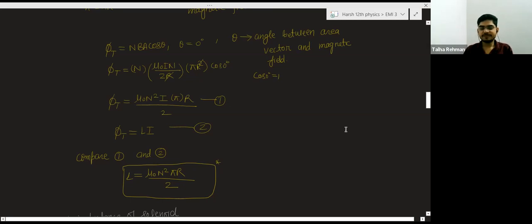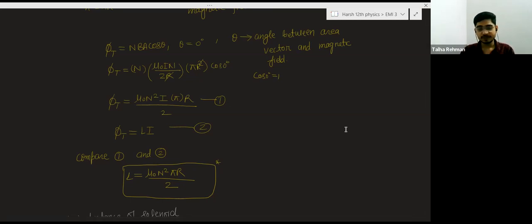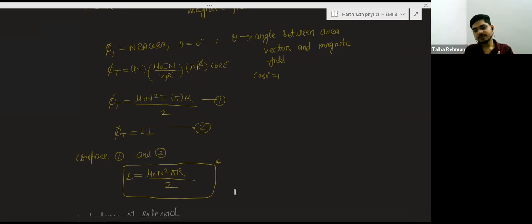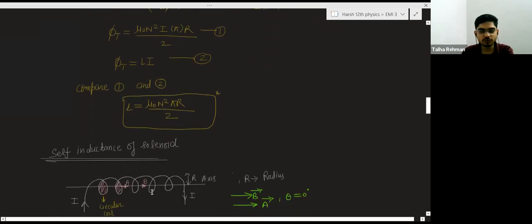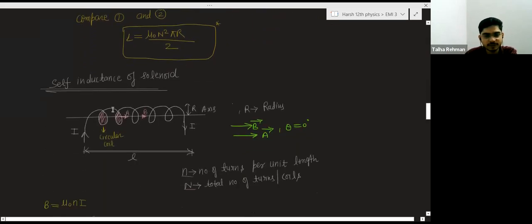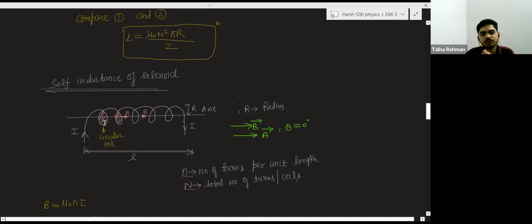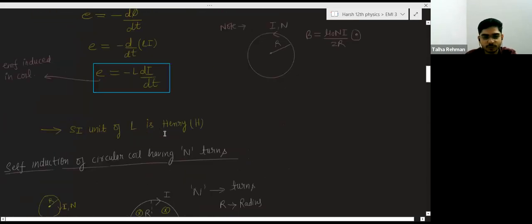Now we will see the self inductance of a solenoid. Simply we will use the formulas, and simply we will apply Faraday's concept of electromagnetic induction again. So see, this is a solenoid, and this solenoid has N number of turns, and this is one circular coil of the solenoid. I have told you this before.